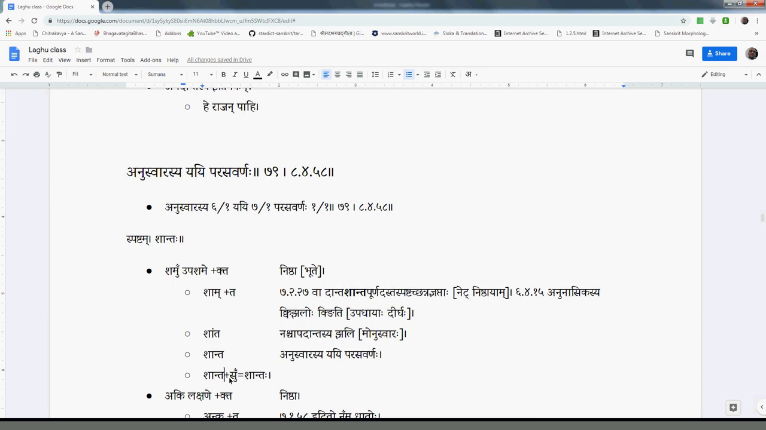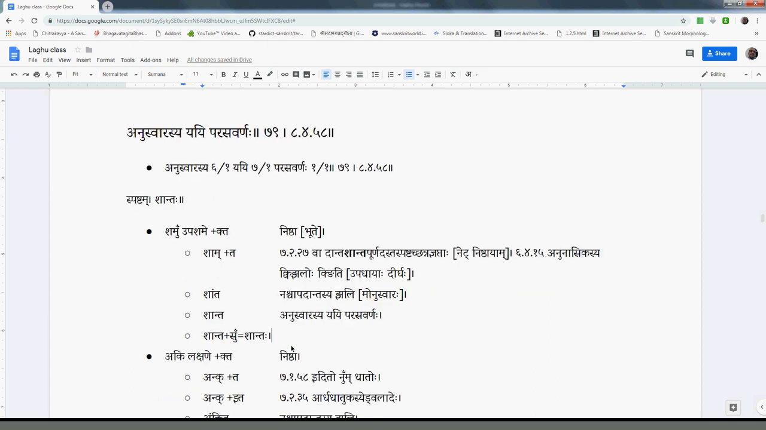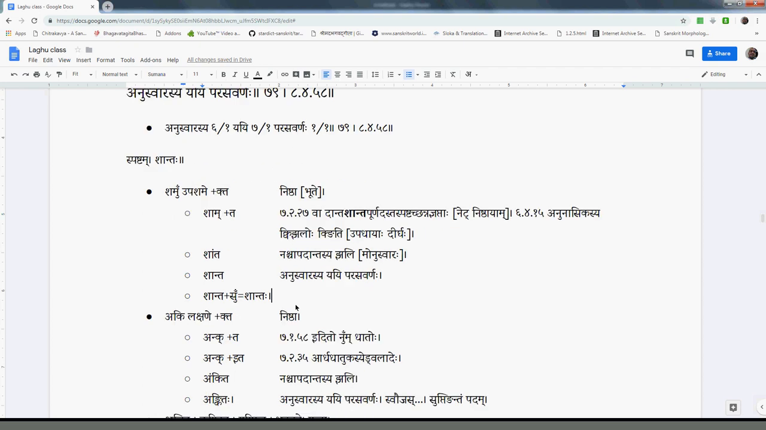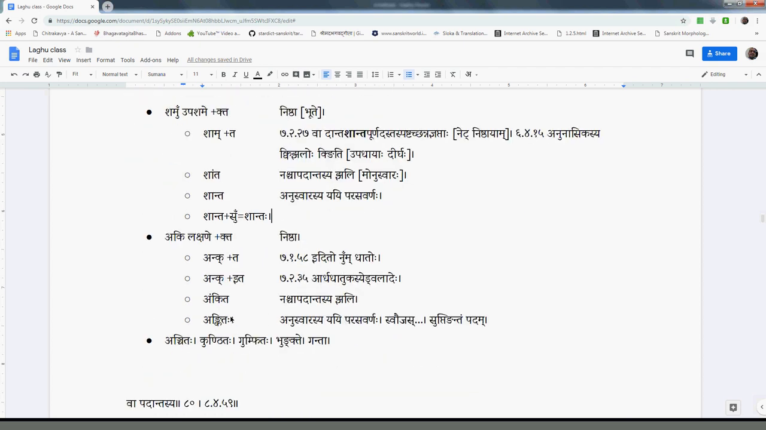And when you decline this, shanta plus su, you will get shantaha in pullinga. Other examples given are the Ankitaha. Ankita is one example. So I just derived it. There are many examples. Ankitaha, Anchitaha, Kuntita, Gumphita, Bhungte, Ganta. All these are what? If you see, this is Cha Varga's Varga Panchama. This is Pa Varga's Varga Panchama. Ta Varga's Varga Panchama. Nakara. Makara that you see in Gumphita is Pa Varga's Varga Panchama.